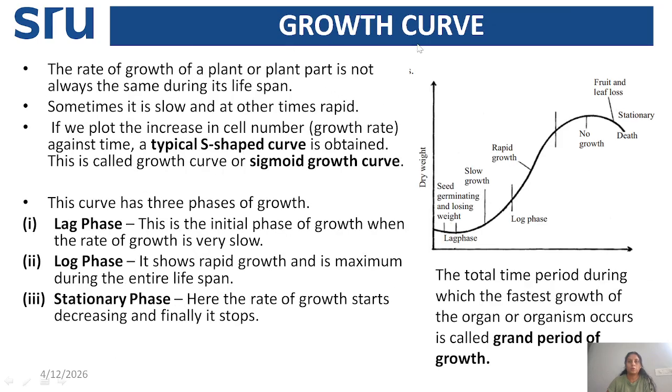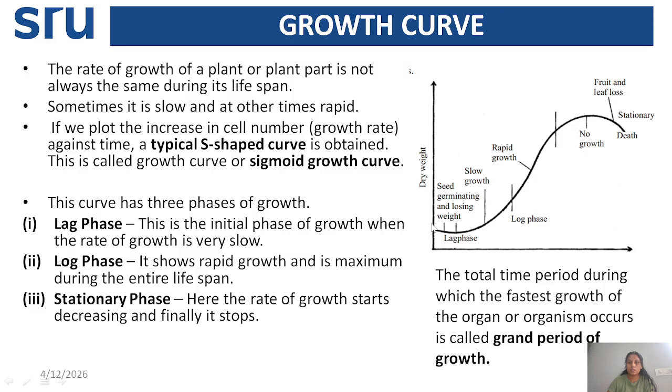Coming to the growth curve, if we plot a graph of dry weight over a time period, we get an S-shaped curve. This is the growth curve. It looks like an S, which is why we call it an S-shaped or sigmoid growth curve. It has three stages, and this is universal for all plants: lag phase, log phase, and stationary phase.